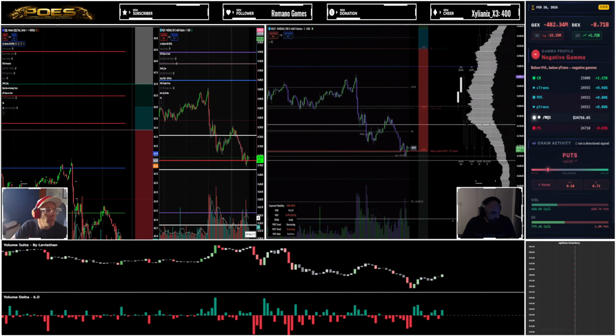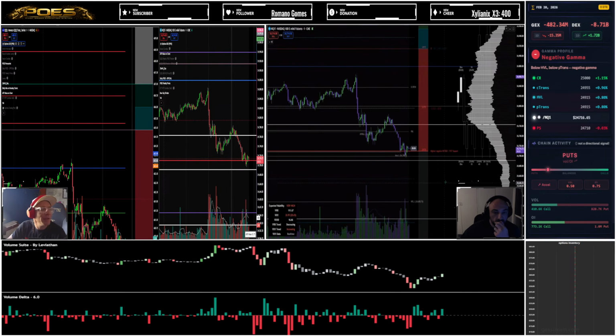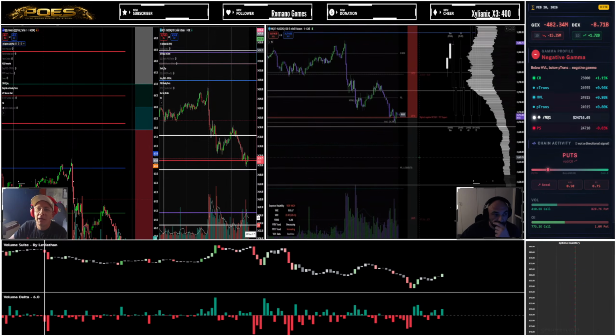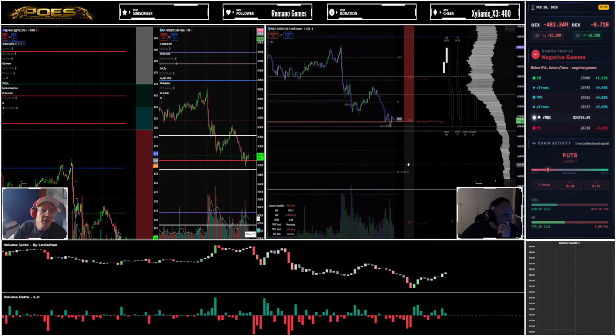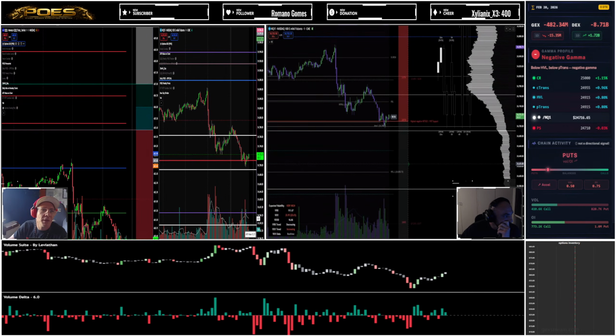Right now we are a little bit negative. We're just a little bit negative, so I want to actually see just how negative we are today. So what I want to do is go look at my skew numbers. Oh, whoa, look at this today.